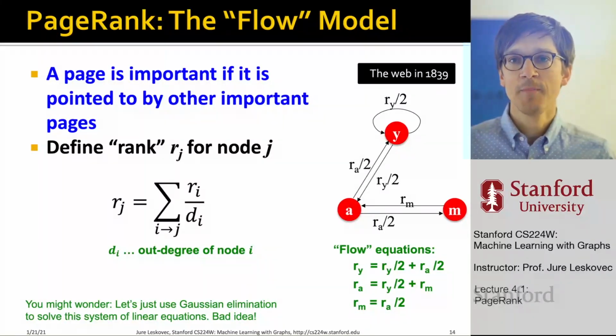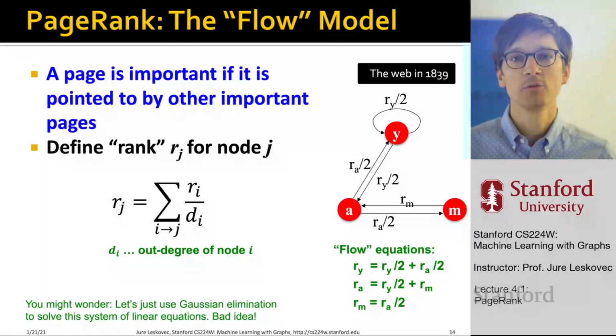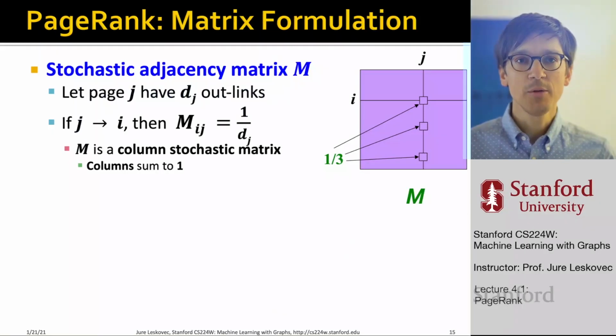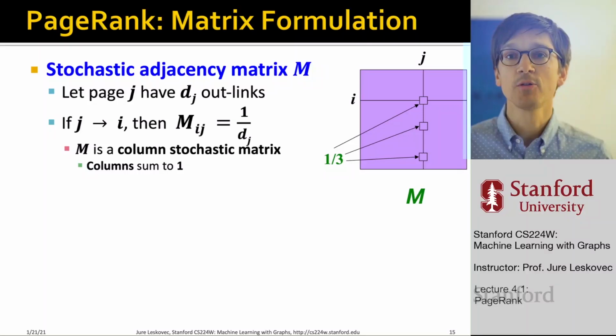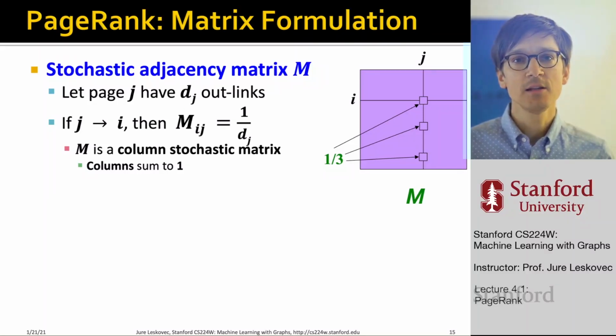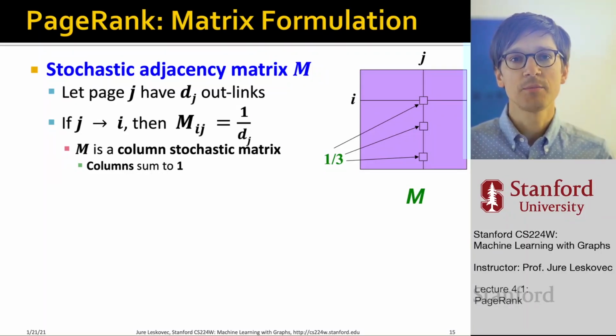So there exists a much more elegant way to solve this system of equations, and I'm going to show you how to do that. To be able to do that, we will stop looking at the graph as a set of nodes and edges, and we are going to represent it as a matrix. And we will define this notion of a stochastic adjacency matrix M, where if a page j has out degree d_j, and j points to i, then the entry M_ij of the matrix will have the value of 1 over d_j.